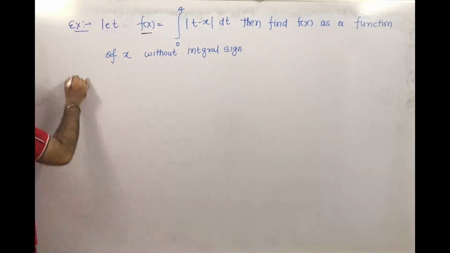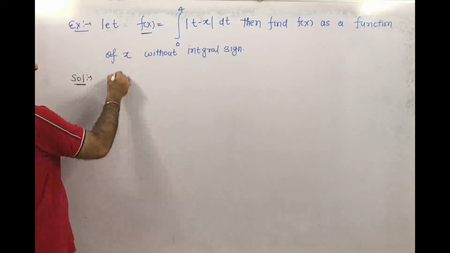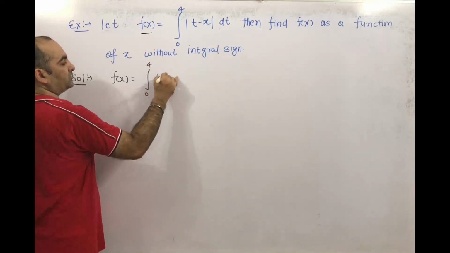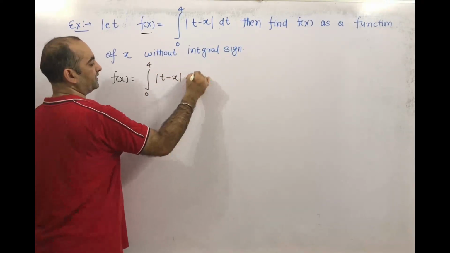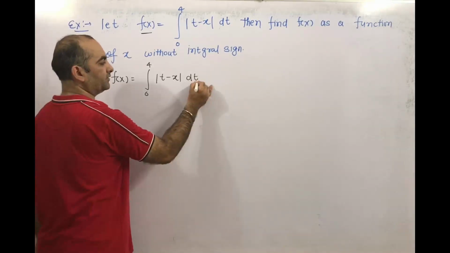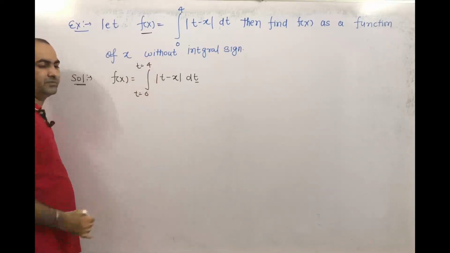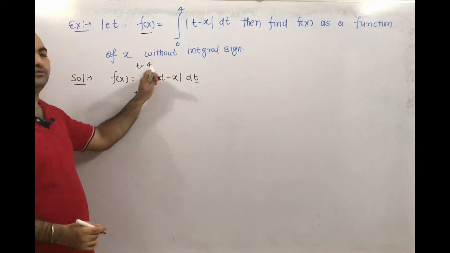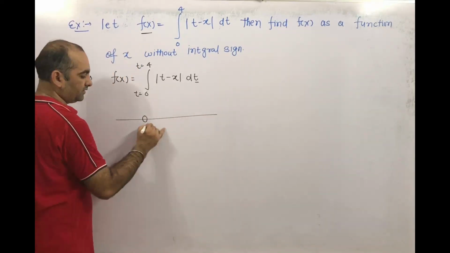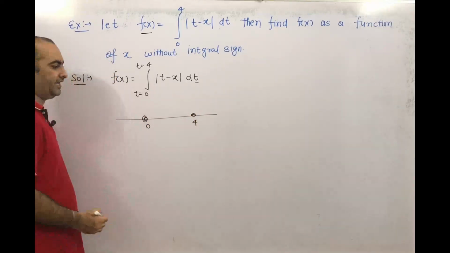Now, solution. f(x) is given as the integration from 0 to 4 of modulus of t minus x, dt. You can see we are integrating with respect to t. This limit is t equal to 0 to t equal to 4, which means t will lie from 0 to 4. So this is the number line, this is 0 and this is 4. t will lie here.